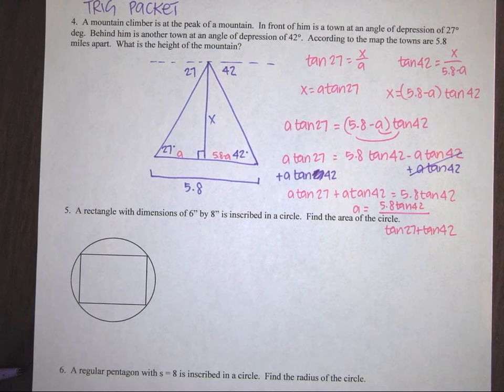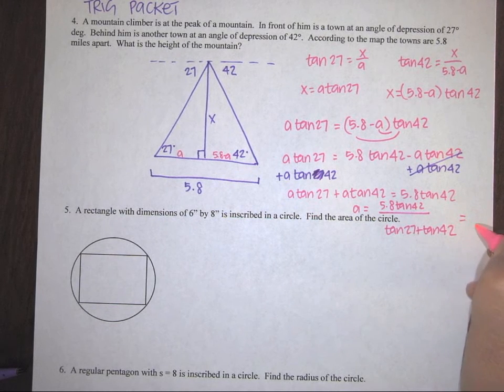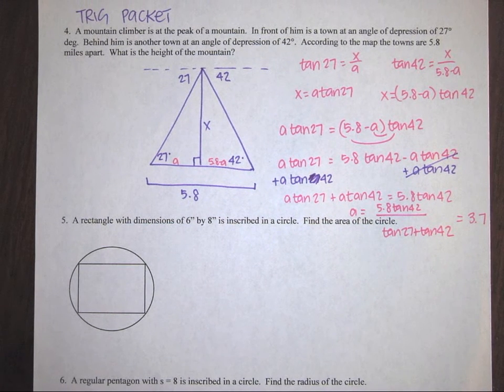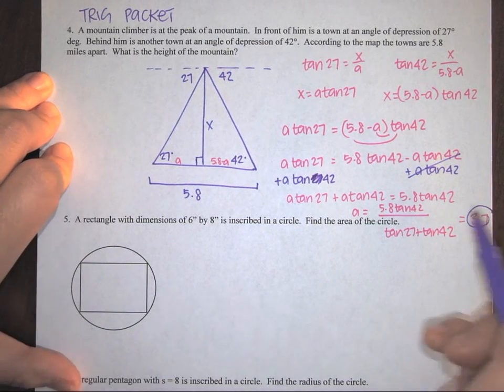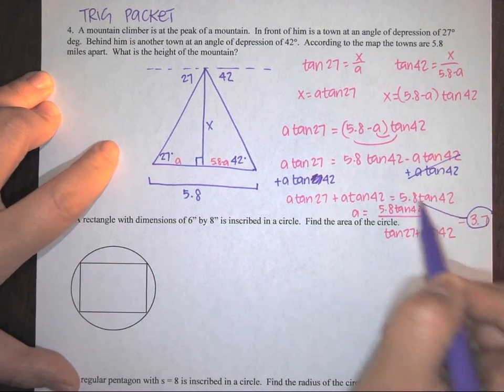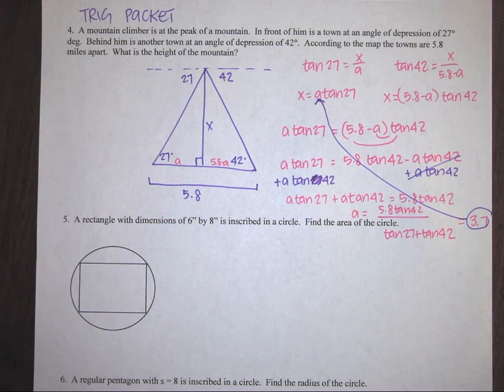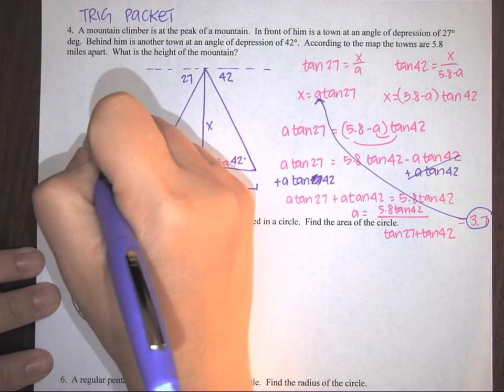Sorry, I'm running out of room. That comes out to be about 3.7. When you plug that into your calculator, that is not our answer. We need to take this A and plug it in. I'm going to plug it in here, because this is a more simple equation, and then you'll get 1.8 miles.